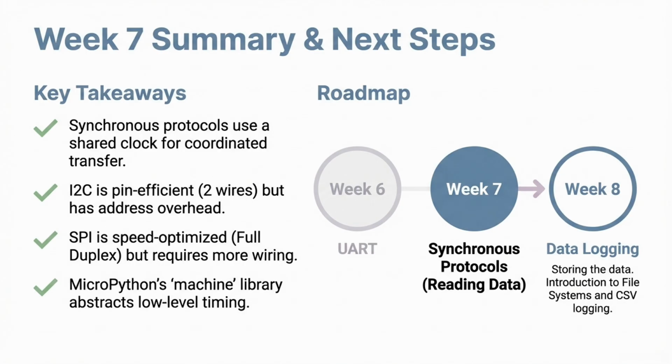First, coordination is the key. Synchronous protocols use a shared clock to make sure the master and slave are always in step during a data transfer. Second, the right tools for the job. You know that I2C is a minimalist. It saves you pins by using only 2 wires but costs a bit of speed due to address overhead. While SPI is the speed demon, it gives you full duplex power but requires a bit more spaghetti wiring.